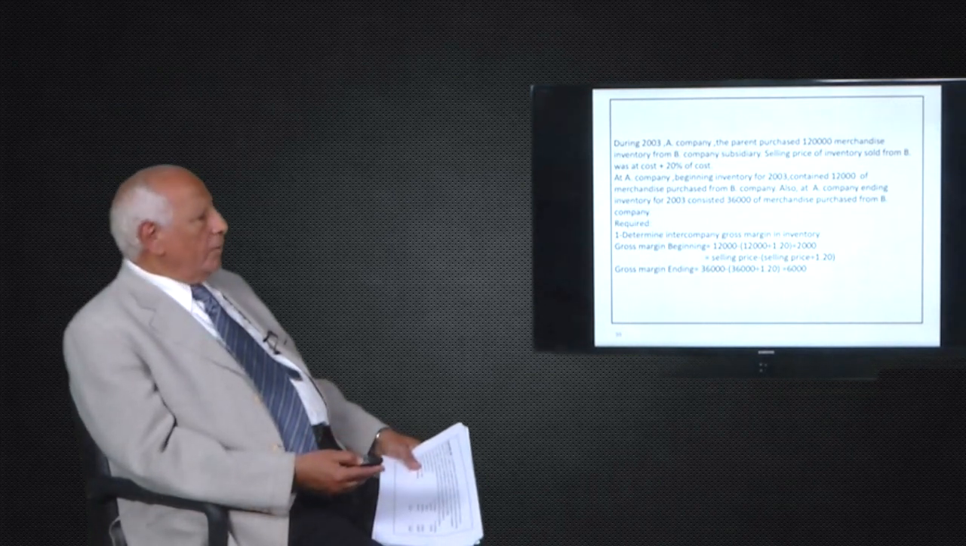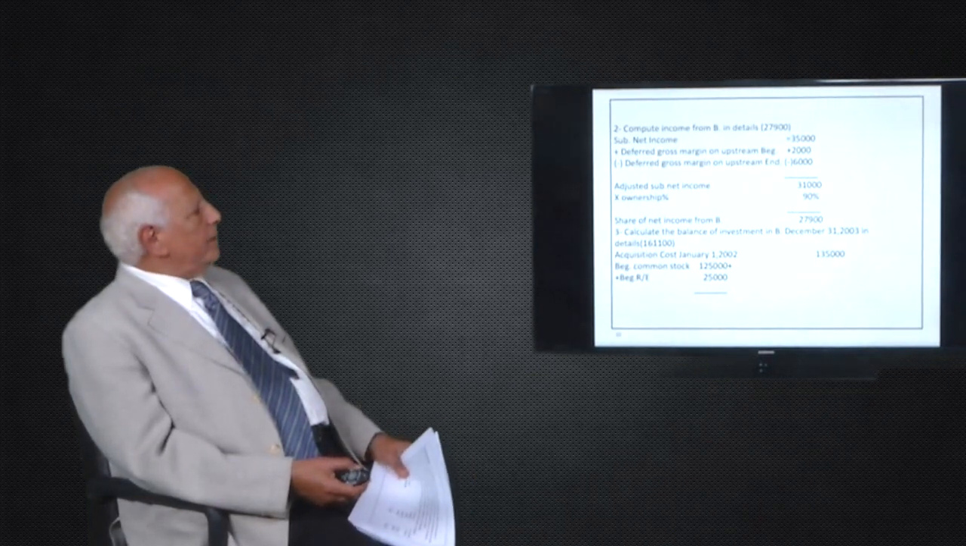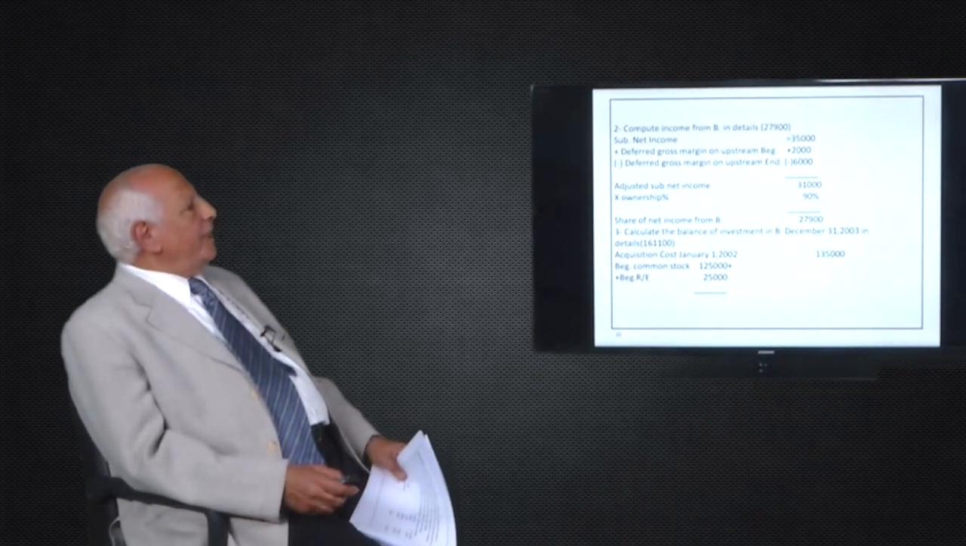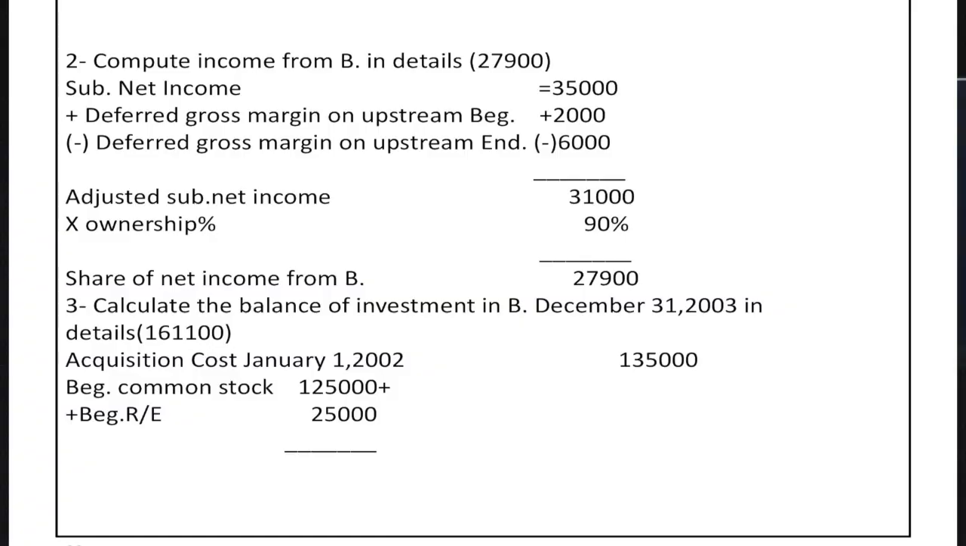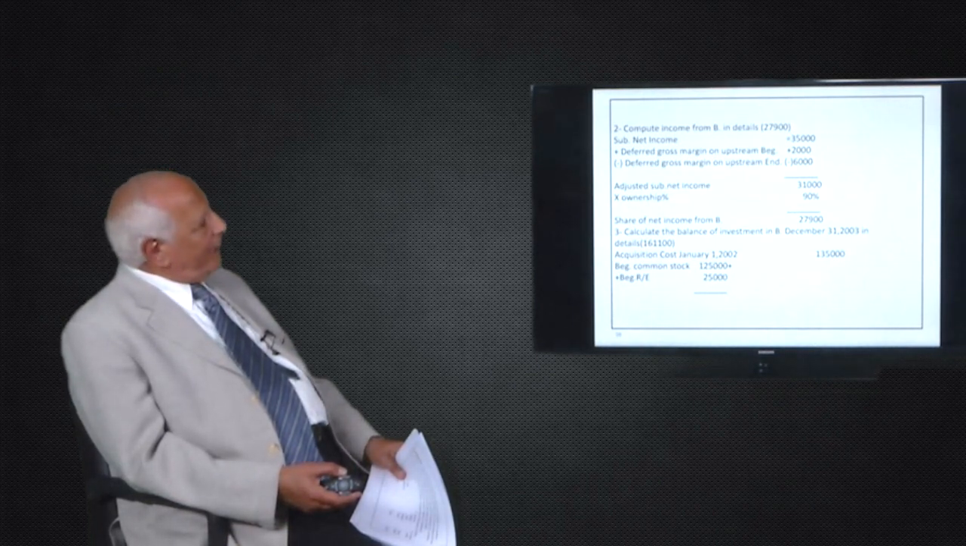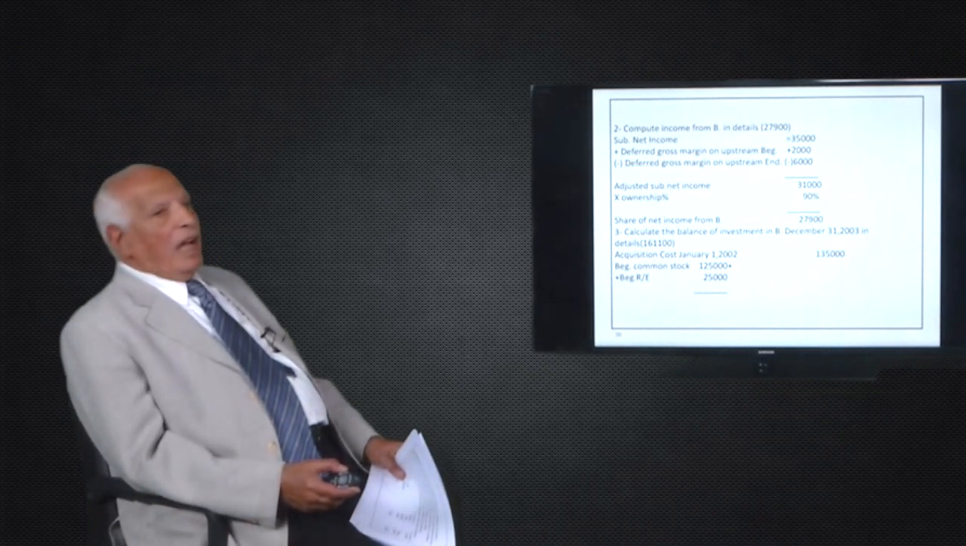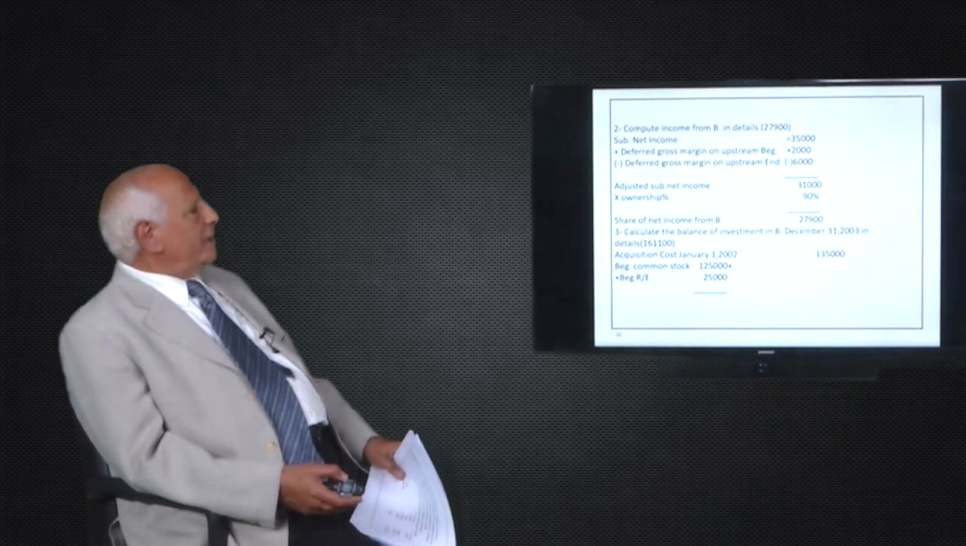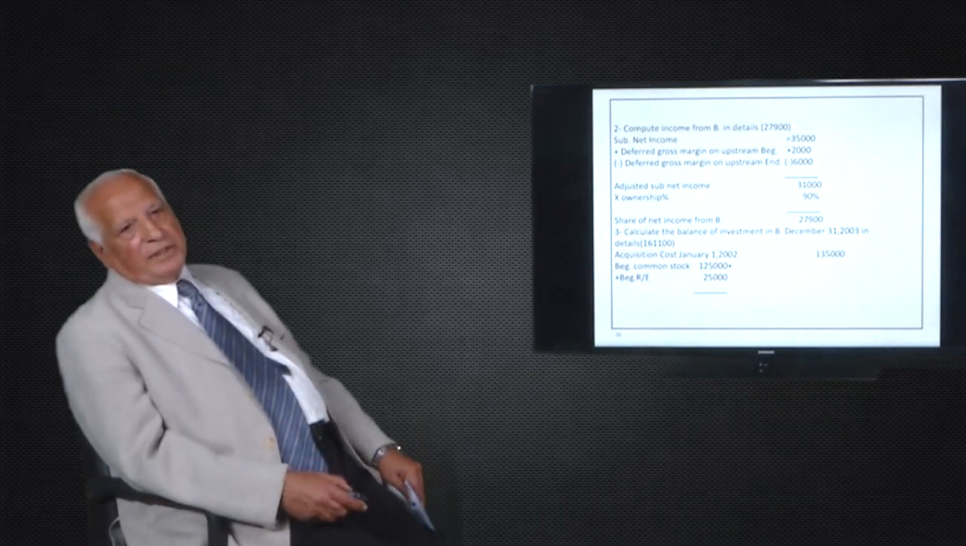Do they give you that by equation? And compute income from B in details. Now, where does this number come from? 27,900. Subnet income, 35,000. Deferred gross margin on upstream beginning, 2,000, minus deferred gross margin on upstream ending. Remember, 2,000 and 6,000: this one add, this one deduct. That gives you adjusted subnet income. After you make the adjustment, you multiply it by 90% to give you share of net income, 27,900, the same number.